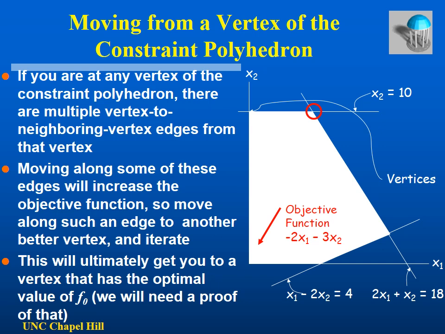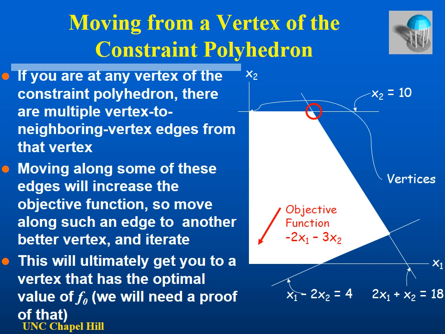At that point, we satisfy the 2x1 plus x2 equals 18 extreme, but we no longer are satisfying the x2 equals 0 extreme. We have an x2 greater than 0 situation there. So we've swapped one extreme constraint for another.